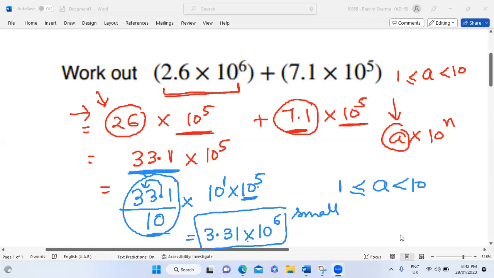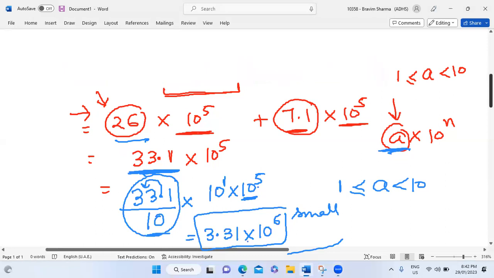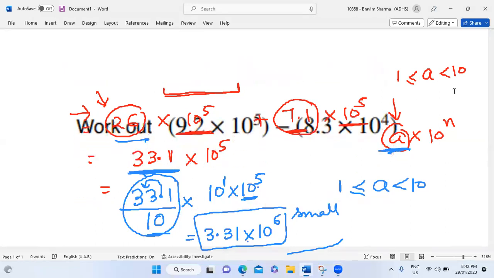So you have to make sure that this A, which is a standard form result, is followed in our final result. Intermediate results, you can make it 26 also, that is fine. Now let's take another example here. Another example is for the subtraction.